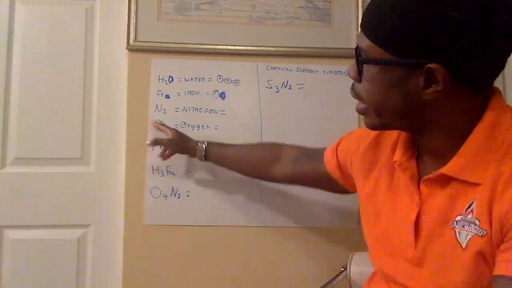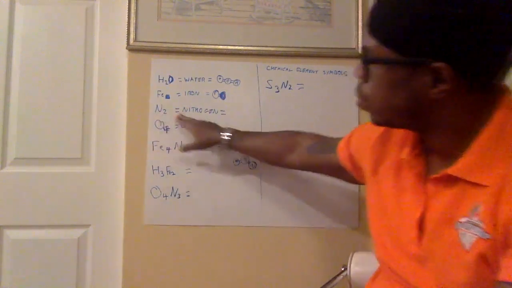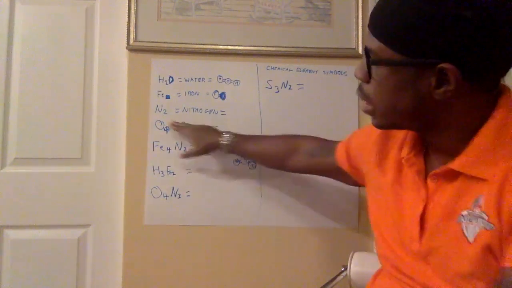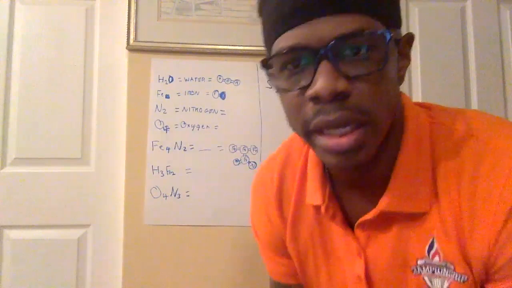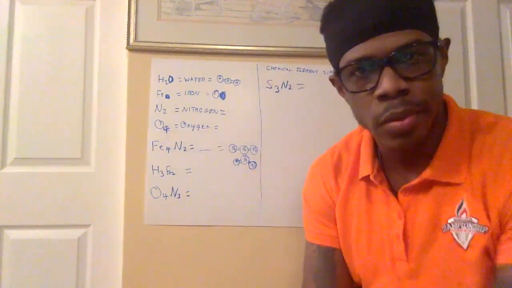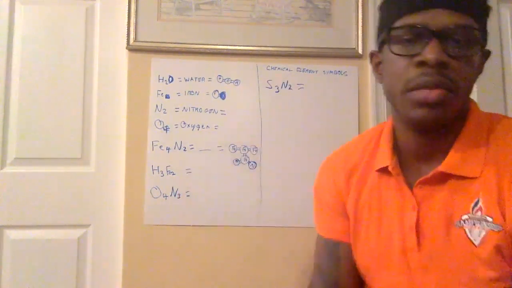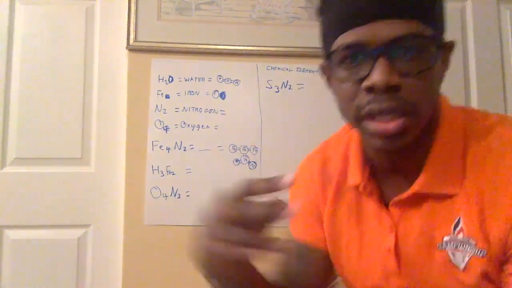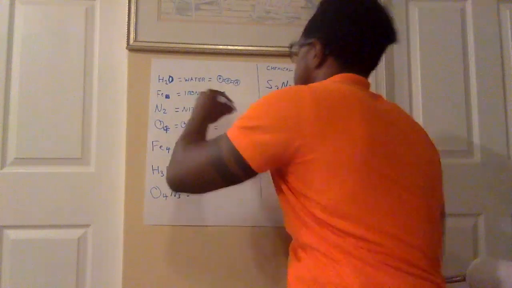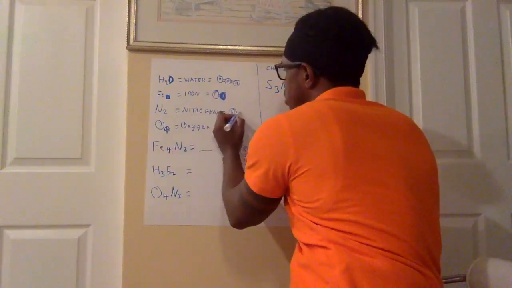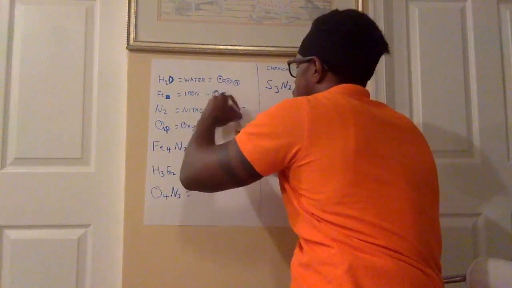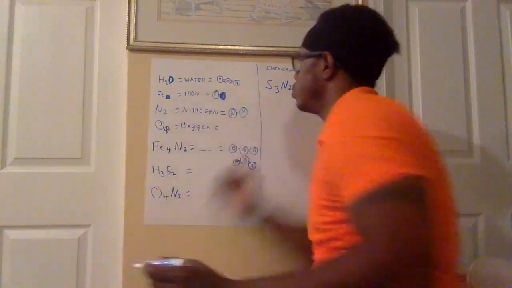So let's say I had N2. N is for nitrogen, and we have a little 2 beside it. What would that mean if we had N with the number 2? That would mean that we have 2 nitrogen atoms. So if we were to write that, it would look like 1 nitrogen atom here connected to another nitrogen atom.